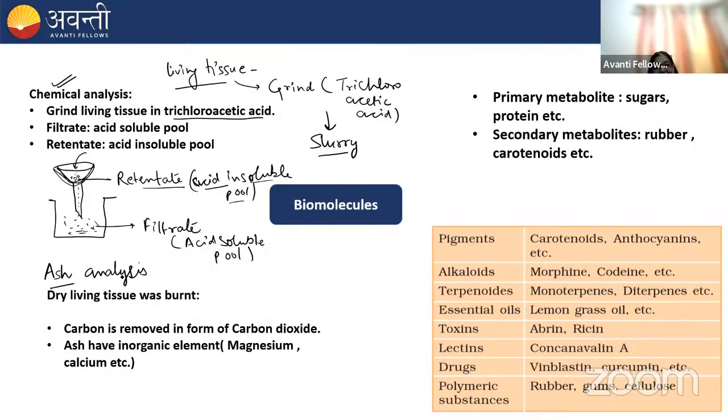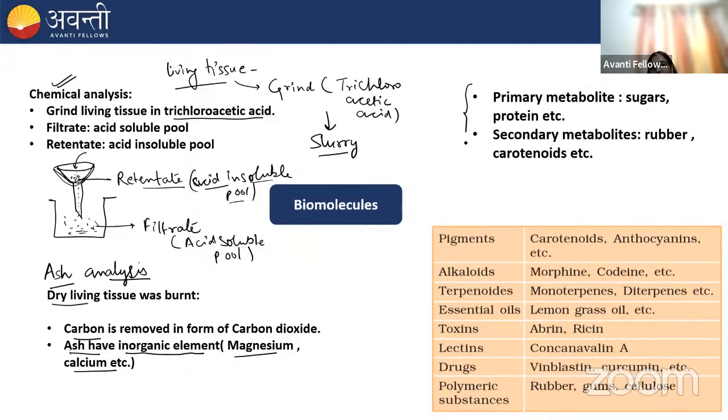Second analysis, the ash analysis. What they did, they took the living tissue, dried it and burnt it. So the organic component like carbon is removed in the form of carbon dioxide. But the ash which is left after burning contains the inorganic elements, which are calcium and magnesium. Okay, I hope this is clear.